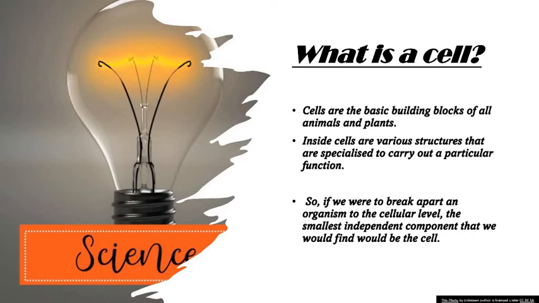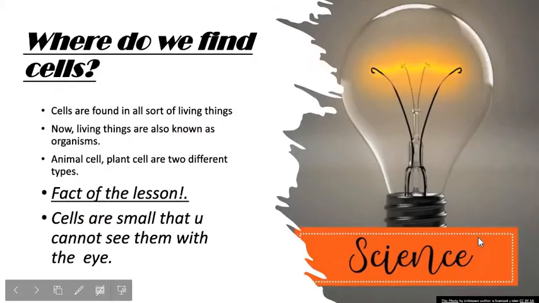If you were to break apart an organism to the cellular level, the smallest independent thing we would find would be the cell. So cells are the small things that make up a living thing. If you were to break down an animal, you wouldn't see it with the naked eye. A cell is so small that you need a microscope to see it. So where do we find cells? Cells are found in all sorts of living things. Every living thing has cells. Us humans have cells in different places, and you cannot see them with the naked eye.